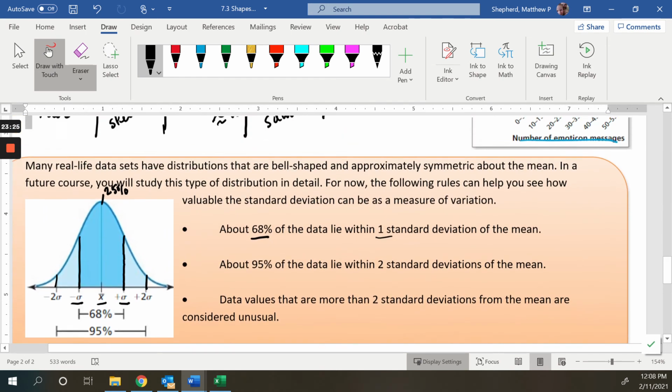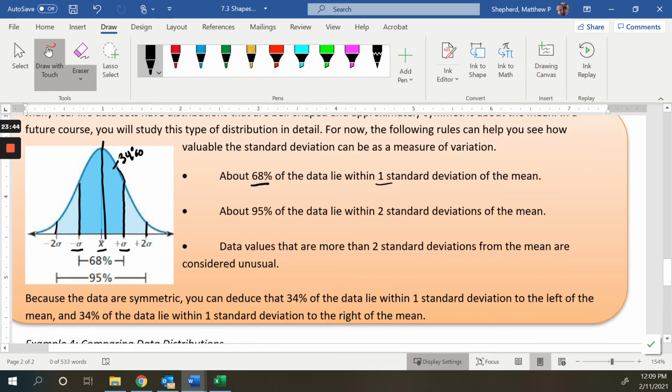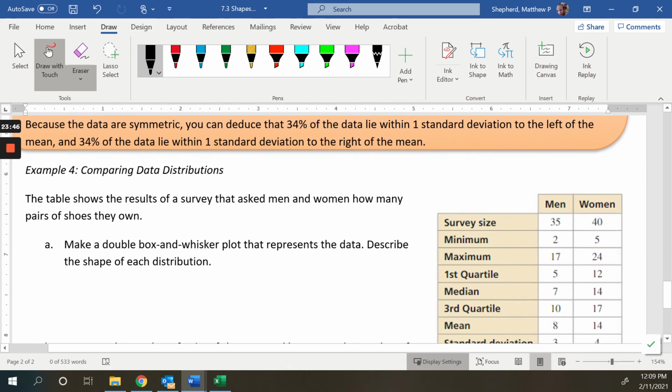Now what that also means, if this whole dark blue section represents 68%, a single blue section just represents 34% of everybody. Okay, so also keep that in mind. We can figure out what each of those smaller sections are by understanding how big the larger sections are.